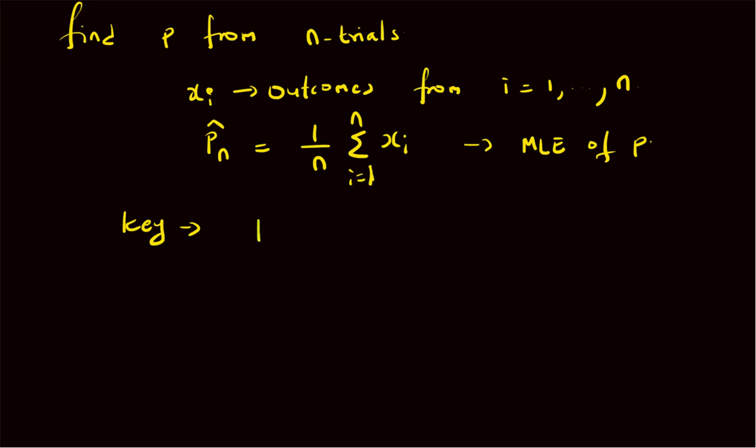So for that we need a sequential formula, which can be easily written as Pn hat is equal to (n minus 1) by n times Pn minus 1 hat plus xn by n. That is, for the nth value the estimate is given by the previous estimate multiplied by (n minus 1) by n plus the nth observation divided by n. So that is the sequential formula for the mean value, or in other words the probability estimate here. So we use this formula. Now let us look at the MATLAB code.